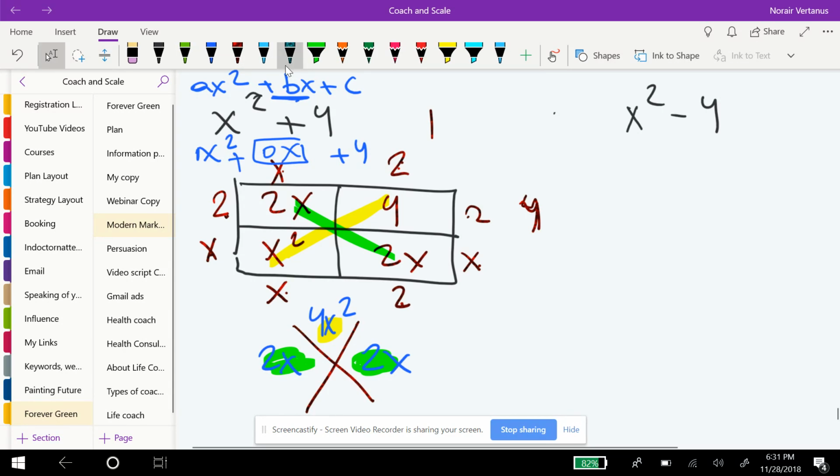Now see here, when we add these two, we should get 4x, right? But we don't get 4x, it's 0x. So that's why it's not factorable. Now, that was with 2 and 2.